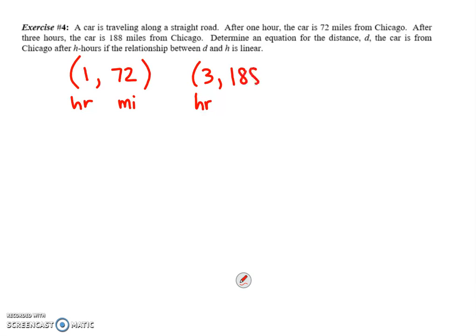The last question is a word problem. It's quite similar. It says a car traveling along a straight road: after 1 hour, so here's the hour, the car has gone 72 miles from Chicago. Notice that can look like a point. After 3 hours, the car is 188 miles from Chicago. Determine an equation for the distance d after h hours. So the only difference is your equation is going to look something like this: distance d, h hours. It still is y equals mx plus b.